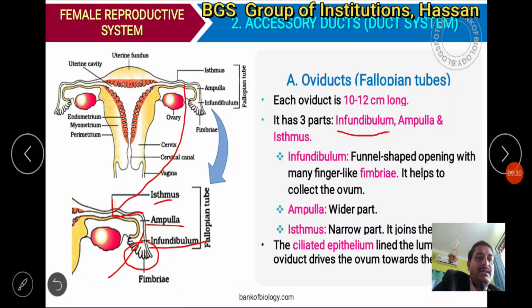In the oviduct, we can see a ciliated epithelium, especially in the isthmus region, the inner part, which drives the ovum towards the uterus. You already know the egg is non-motile. Through the ciliary movements, the egg moves towards the uterus due to the movement of the ciliated epithelium located in the inner part of the oviduct.